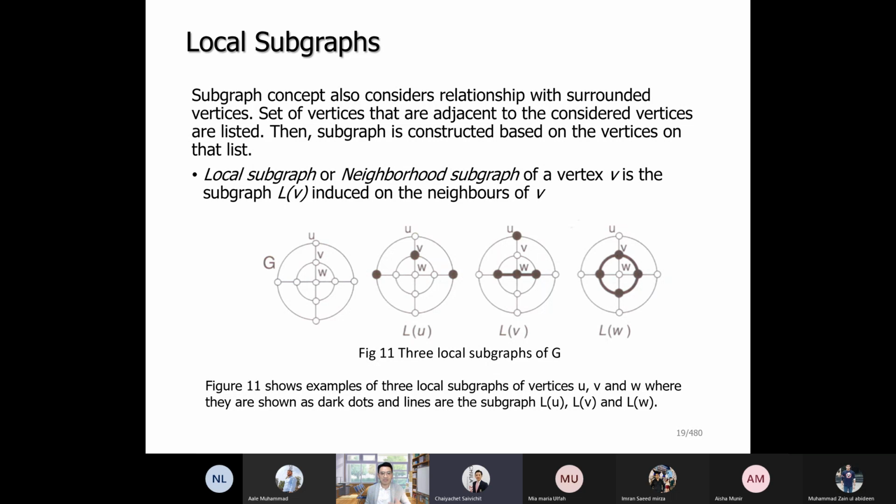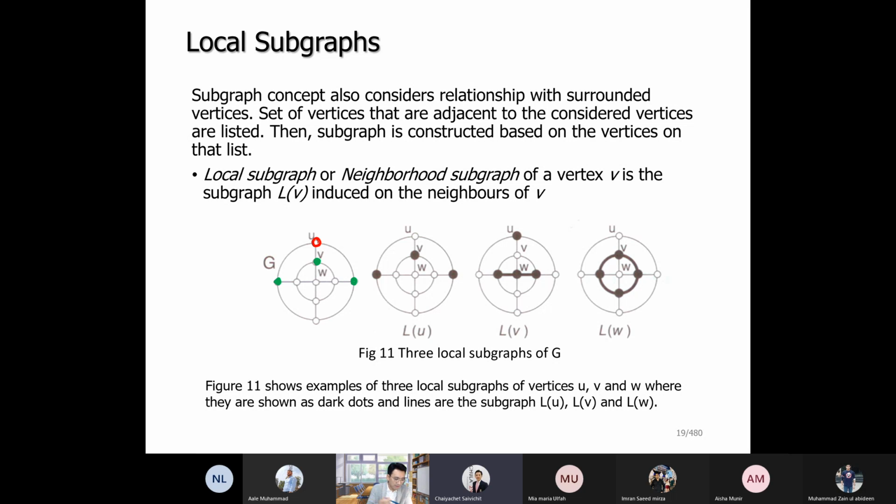Local means we have to look at who the neighbors of that particular node are, or what is adjacent to it. Look at the original graph G. When you have LU, you look at U. U is here, right? So let's look at the original graph. U is here, so the neighbors of U are this one and this one. Find the induced subgraph of these three green nodes. We get LU, the second graph.